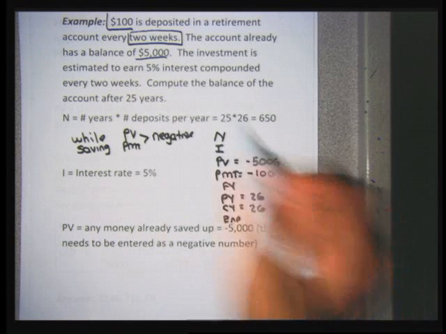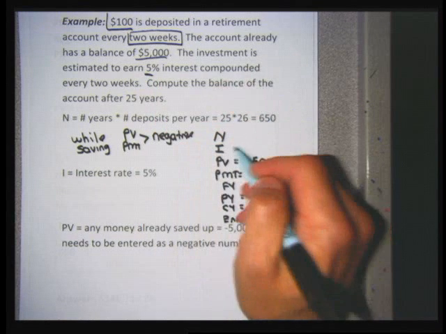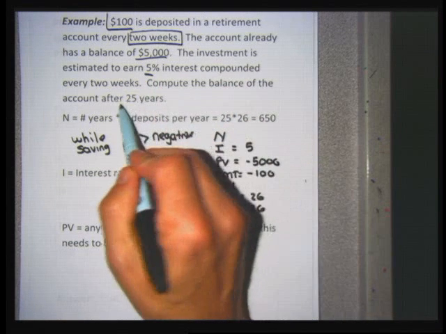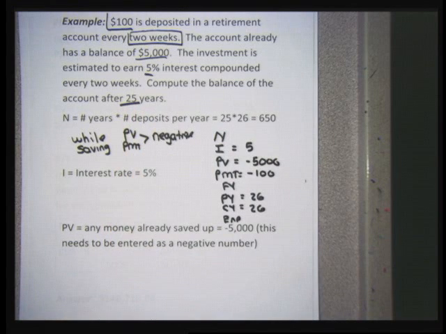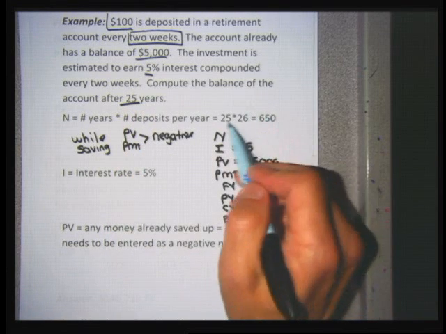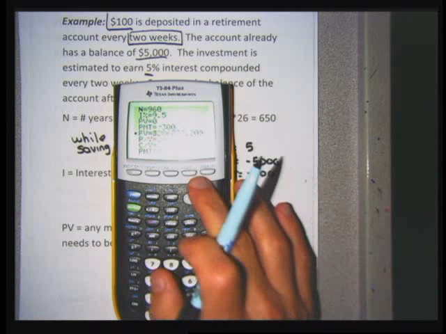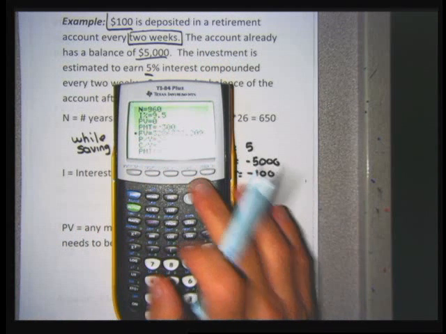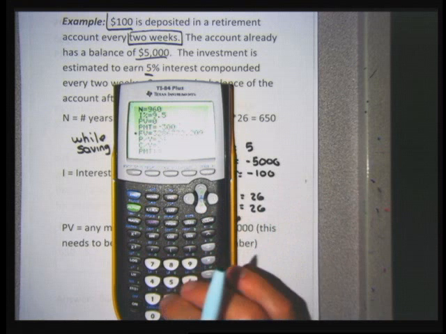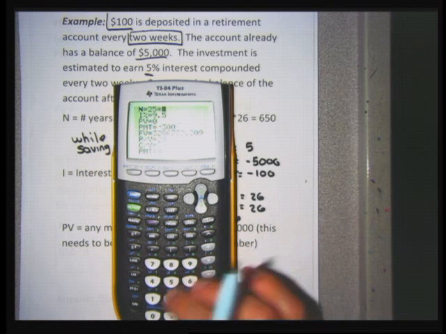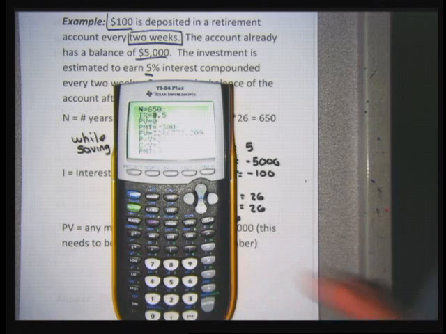Next number I see is the interest is 5%. Last number I see is find the balance after 25 years. And so I figured out the N, and I could just go to my TVM solver, scroll up to the N, take the number of years, which is 25, times the number of payments per year, which is 26, which the PY is, and you'd get 650 there.